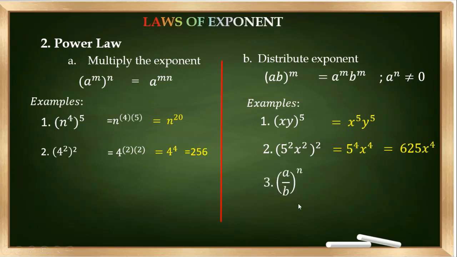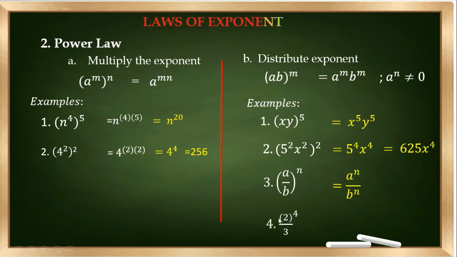So another example here, kung napansin nyo, naka-enclose siya ng parentheses. So kapag ganito, ibig sabihin nga daw, i-distribute natin yung exponent. So since yung numerator at denominator yung naka-enclose sa parentheses, ibig sabihin, i-distribute natin itong exponent na ito sa bawat isa sa kanila. So that will give us a raised to the n power over b raised to the n power. Right?